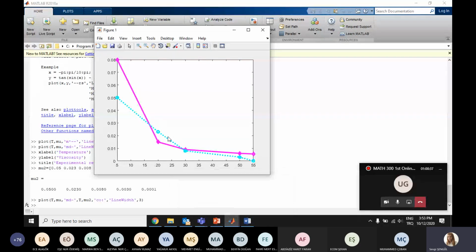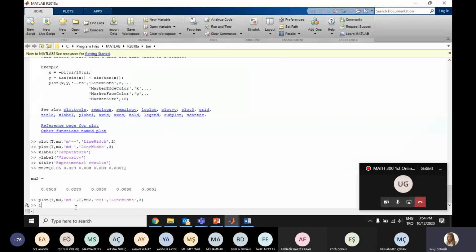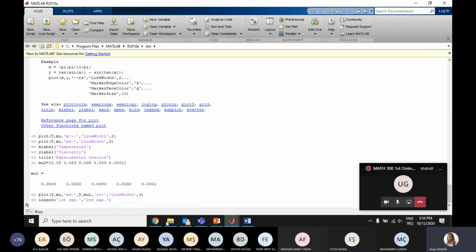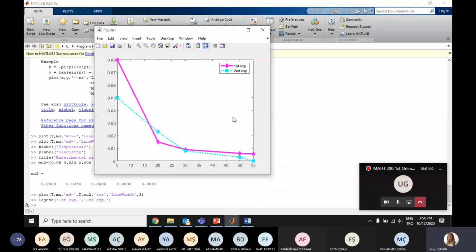And now you want to specify which experiment is about which one, and you can use legend for that. You can say that the first plot I defined was the first experiment, and the second plot I defined is the second experiment. If you do that, it will add the legend. It says that the first purple line belongs to the first experiment, and the blue line belongs to the second experiment. Okay.